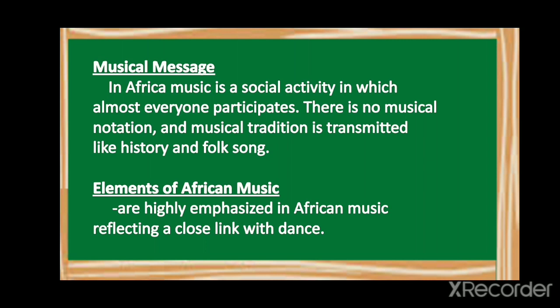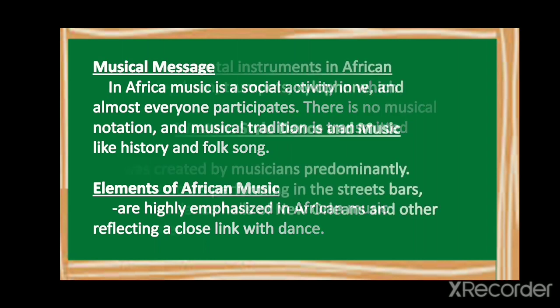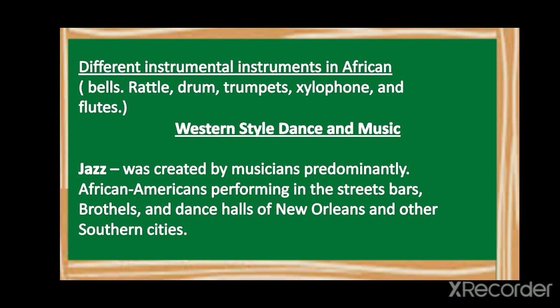We have the elements of African music. Rhythm and dance are highly emphasized in African music, reflecting a close link with dance. The different instruments in Africa include bells, rattles, drums, trumpets, xylophones, and flutes. African singers use a wide variety of sounds: whisper, hum, grunt, shout, imitating animal sounds, and yodel. There are songs accompanied by percussion instruments. African music is often homophonic and polyphonic, with many voices singing the same melody at different pitch levels.